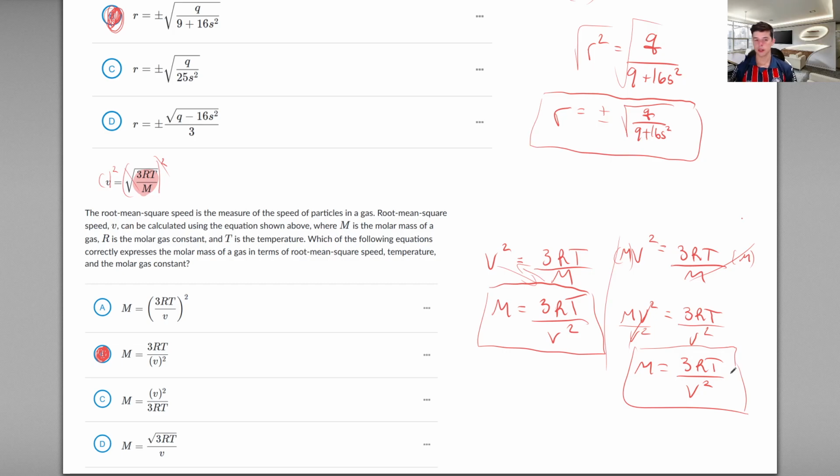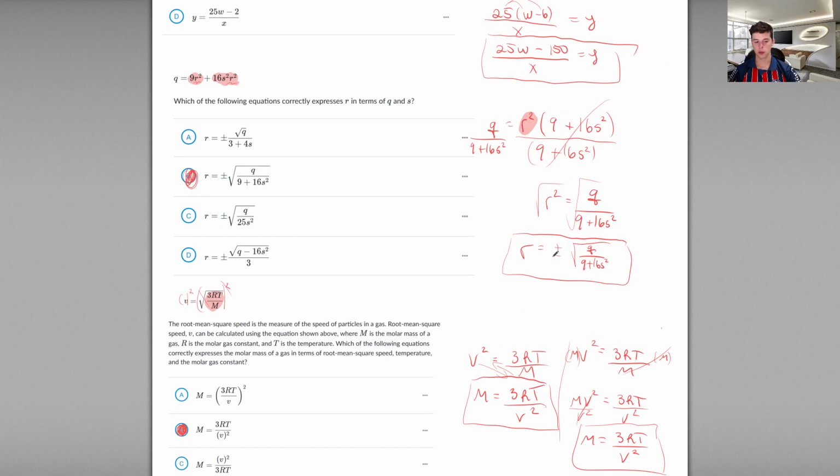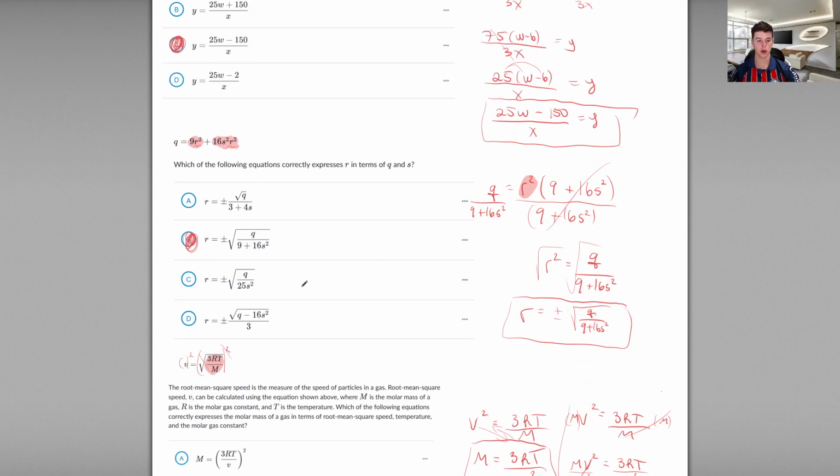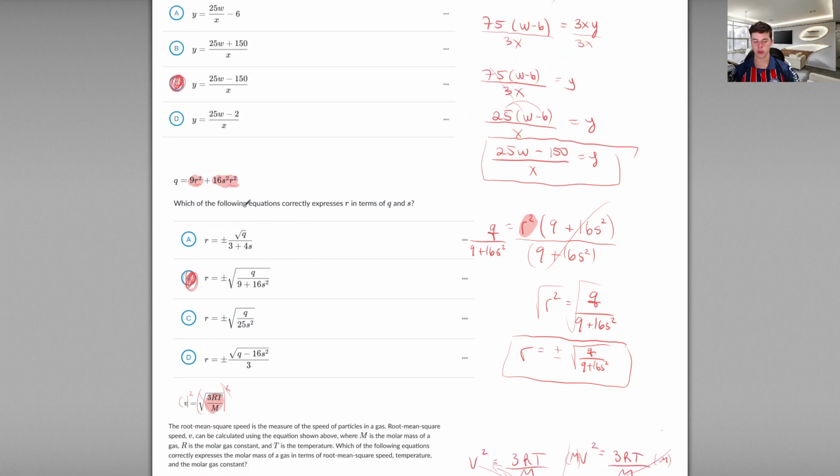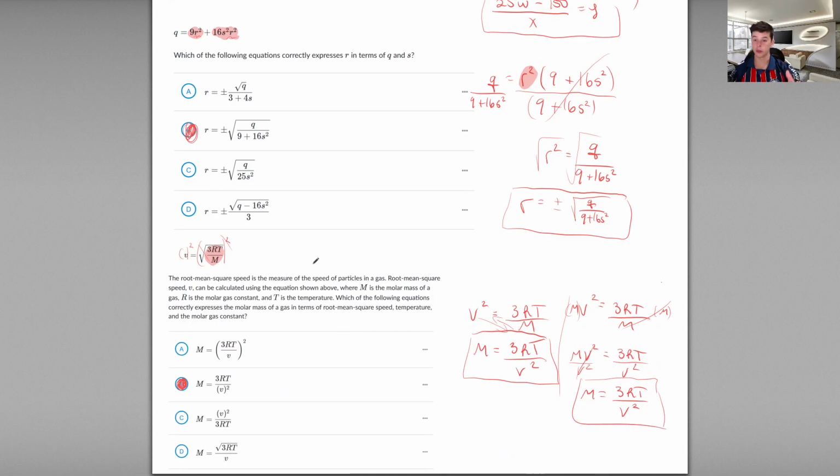Let me know if you have any questions. We got some difficult problems here, like this one. I doubt we're gonna see a harder problem than this on the test, but it's always good to be prepared.